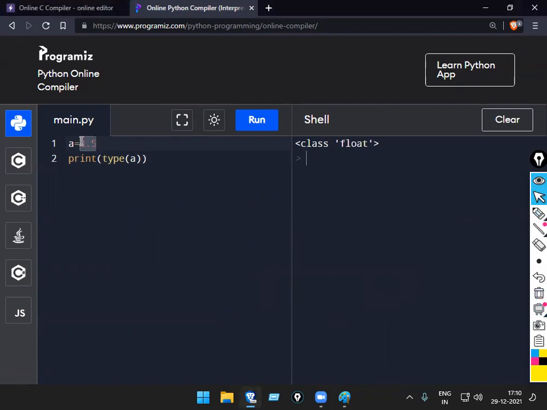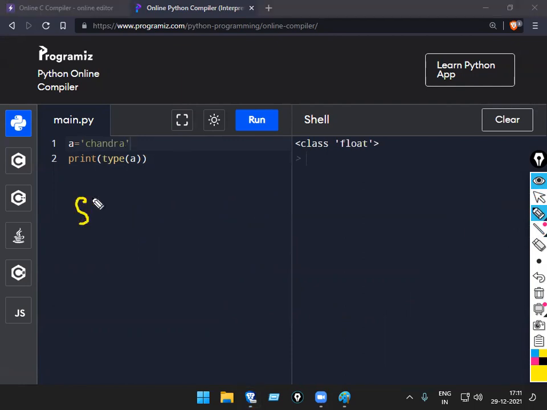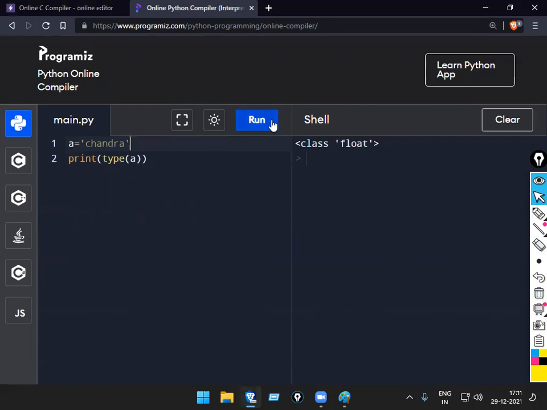Then you have one more concept called strings. Suppose I keep Chandra in single quotes. String means you can keep it in single quotes, double quotes also, or three times single quotes. All this will come later. Now run the code. What type is it now? String type. Like this, you have a few data types: int, float, string, boolean, none, list, tuple, set, dictionary, all these things. Okay, this is where Python started.